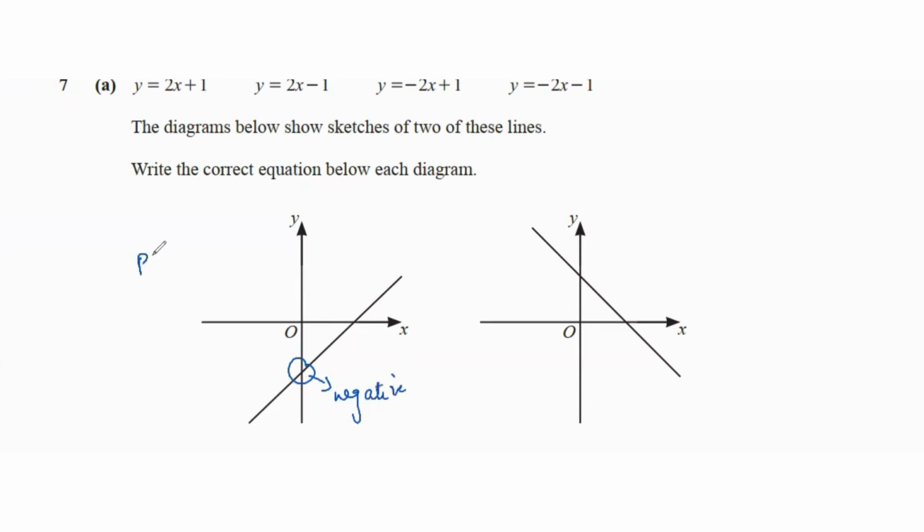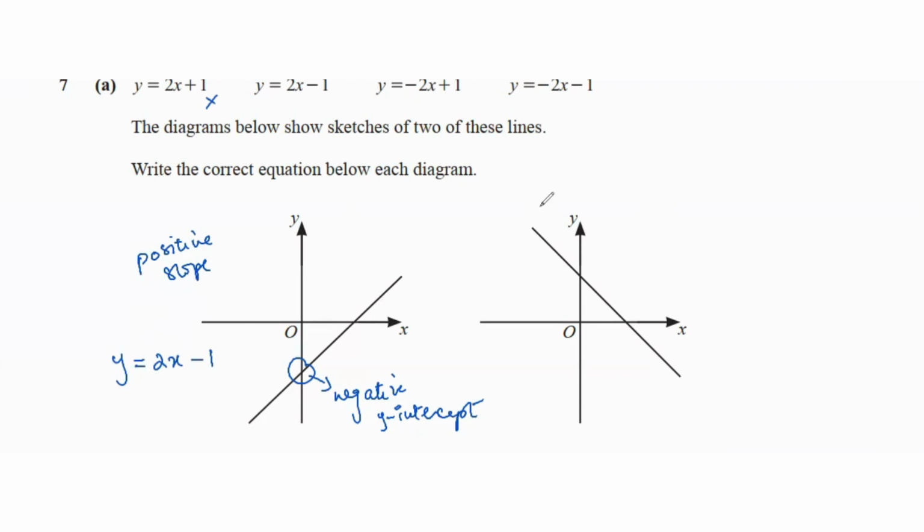So there's positive slope and negative y-intercept, which means the first one is out of our options. Second one is correct because we have a positive slope and the y-intercept is negative. In the third case, our slope is negative and y-intercept is positive. And in the fourth case, both are negative. So y equals 2x minus 1 is the first equation.